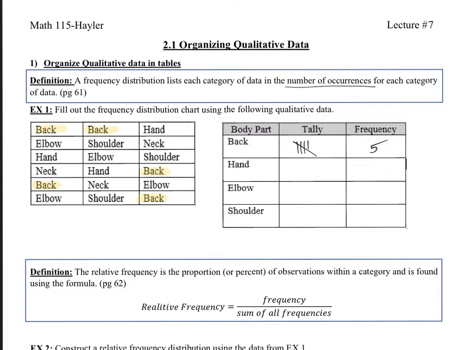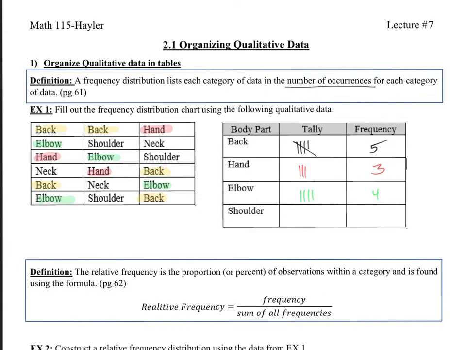All right, next one is hand. So hand. Looks like it only shows up 3 times. Okay, let's do the next one. Elbow. So 1, 2, 3, 4. Okay, so elbow shows up 4 times. Oh, I do not know why I did that many random slash marks. 1, 2, 3. Okay. And then shoulder.